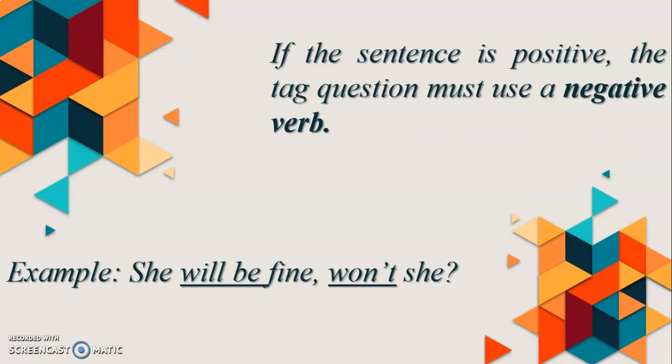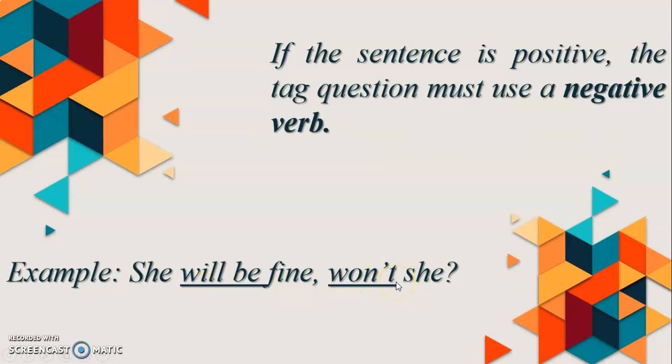So in this sentence, she will be fine, won't she? It is almost the same to say, she will be fine, right? So I want to be sure, or I want to know whether she's fine or not. But see that this sentence is positive, or affirmative, and the tag question is negative.